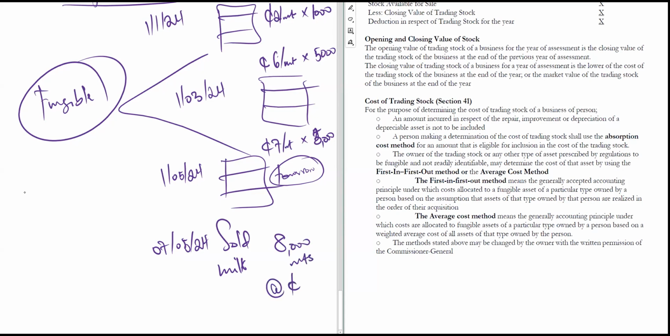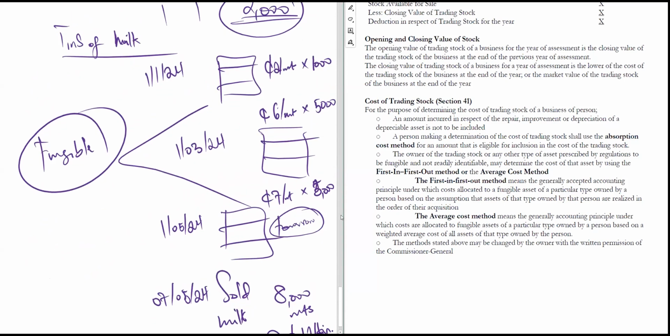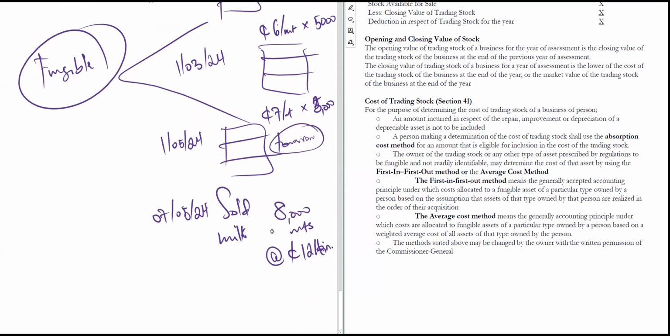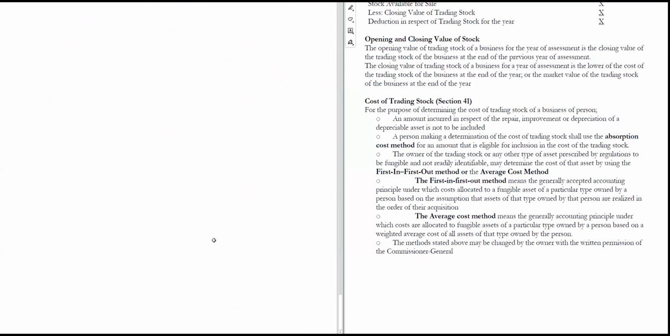at 12 cedis per tin. Now the law is saying that, you see, with these sales and these things that you've done, you cannot really look at it and tell that, okay, the stock that is left should be valued at this amount. Do you get what I'm trying to say?